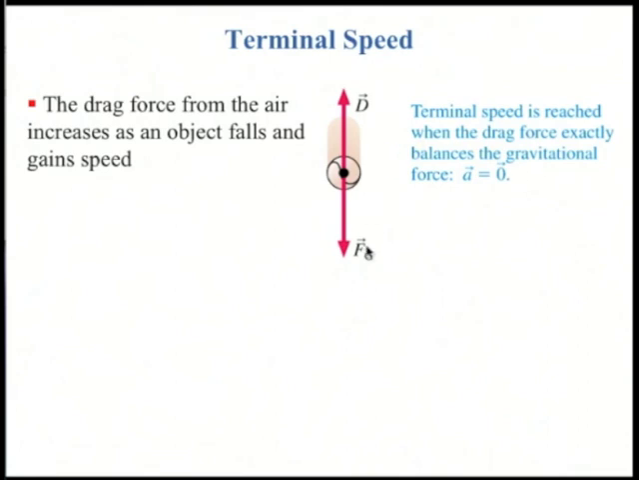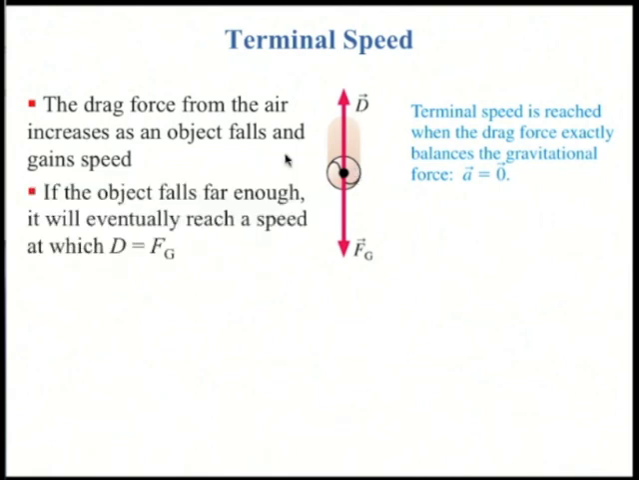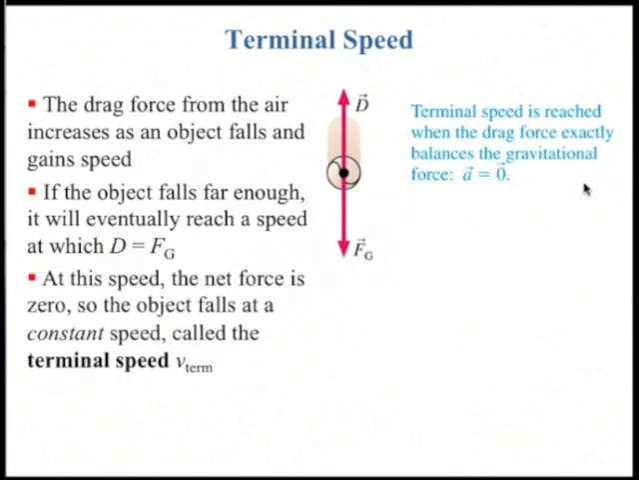So, as an object falls through the air, the drag force increases as the object gains speed. If the object falls far enough and gets to a high enough speed, it will eventually reach a speed at which the magnitude of the drag force equals the magnitude of the force of gravity. Then the net force is 0, so the acceleration will be 0, and the object will travel at a constant speed called the terminal speed, v sub term. It's worked out in the text that the equation for terminal velocity is the square root of 2 times the mass of the object times g divided by c times rho times A.